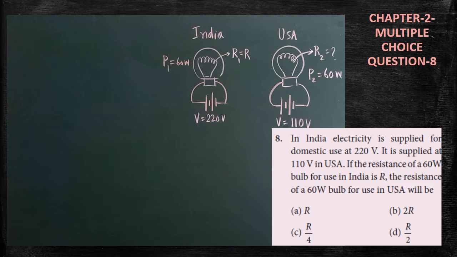Here one bulb is used. That bulb, its power consumption is 60 watt. That's why it is taken as P1. Here the same bulb, its power consumption is 60 watt. But the resistance of the filament is taken as R1, that is equal to R. You are asked to calculate what would be the resistance of the bulb which is used in USA.